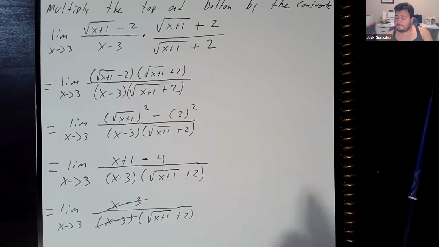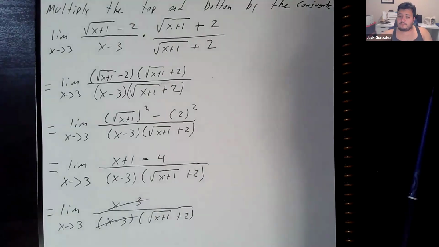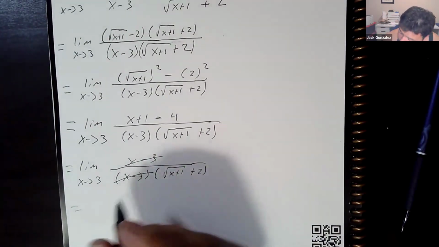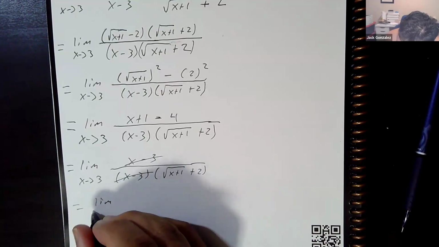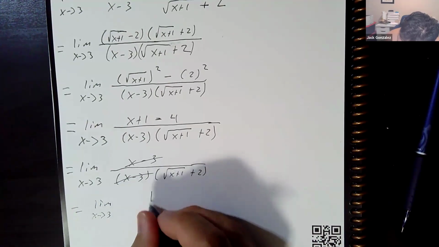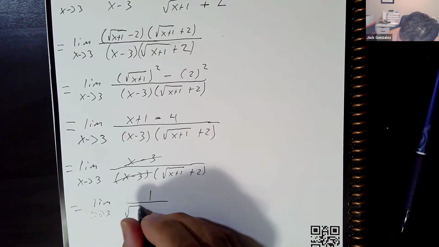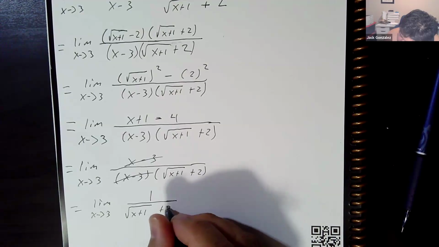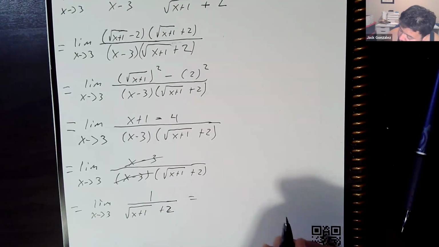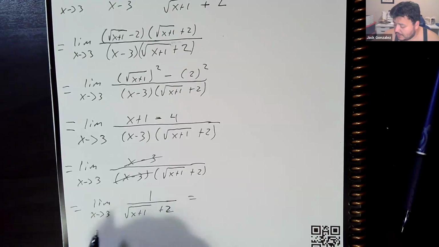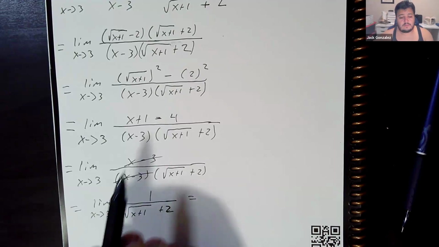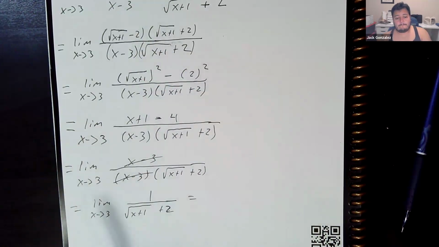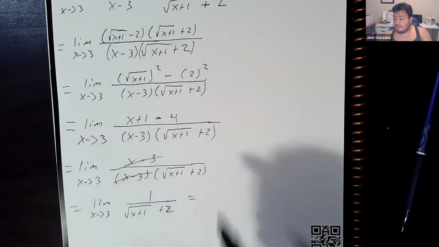So those are gone. So now you can take the limit. But you're right. We don't usually like radicals down here, but that's not the goal. The goal is, can I plug in 3? Originally, we couldn't because we'd have division by 0, right at the beginning. But now we can.